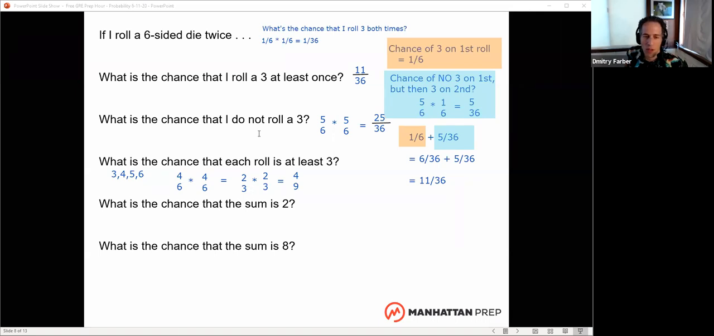Okay. What's the chance that when I roll 2 dice, they add up to 2, that the sum of the 2 rolls is 2? It's important to recognize that there's only one way to do that, right? I would need 1 and 1. The only way to get 1 and 1 is to roll exactly what I want each time.